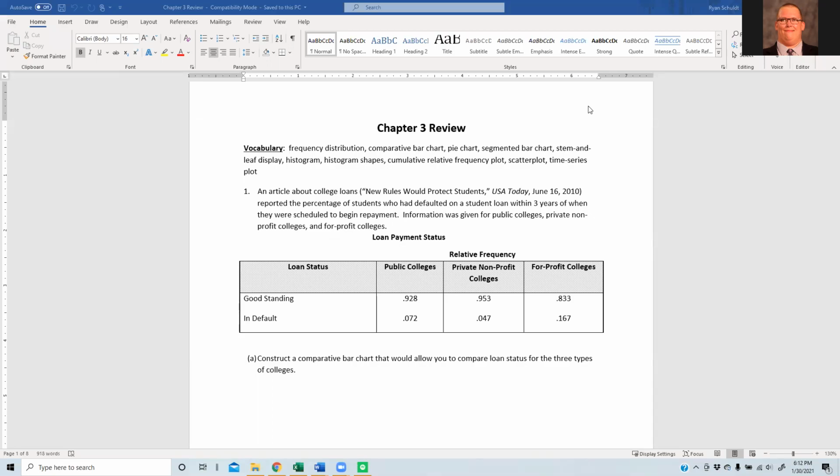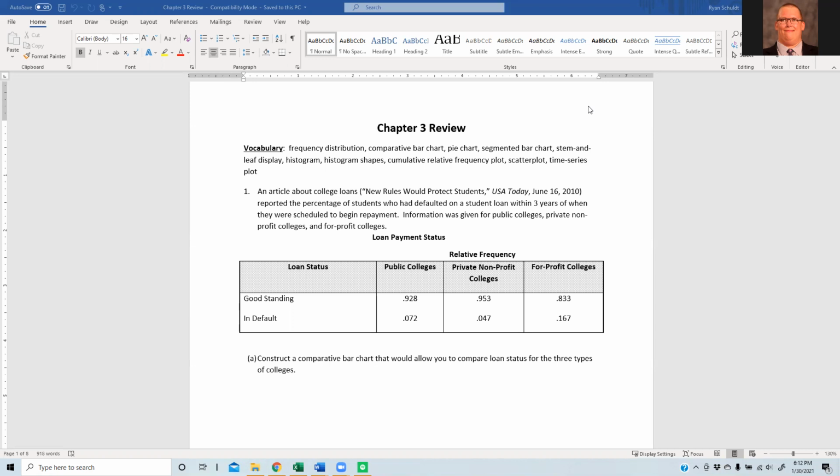Okay, so I'm doing the chapter 3 review. I'm going to work through it with y'all just like I've done the first 2 chapters. We don't have much vocabulary in this section because we spent a lot of time doing graphical displays. So there's a few vocabulary words. If you notice, they're just mainly different kinds of graphical displays, charts that you can do to show relationships.